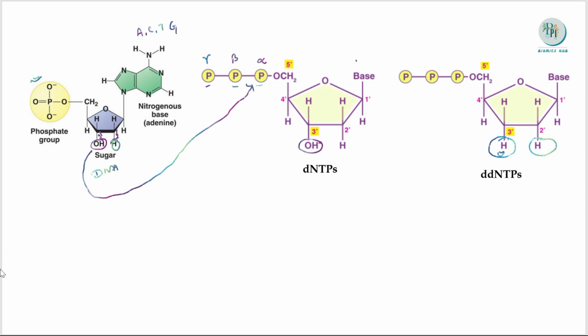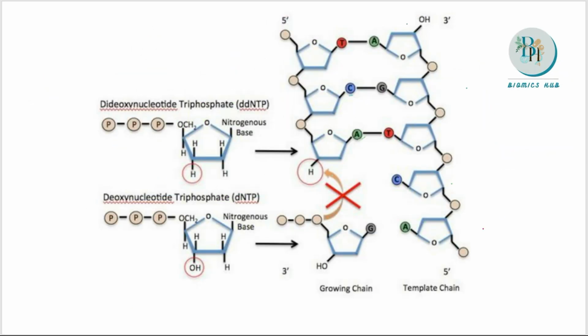Let us see with this diagram how this is happening. Suppose we have a template DNA. This is the template DNA, and whenever the dNTPs are coming, it forms a phosphodiester bond. But whenever a ddNTP is present, the upcoming nucleotide cannot form a phosphodiester bond. So we are clear about what reagents are required. Next we will see how the process takes place.